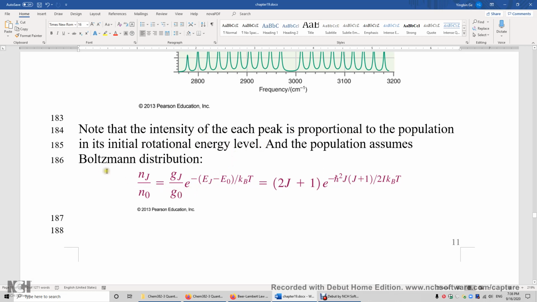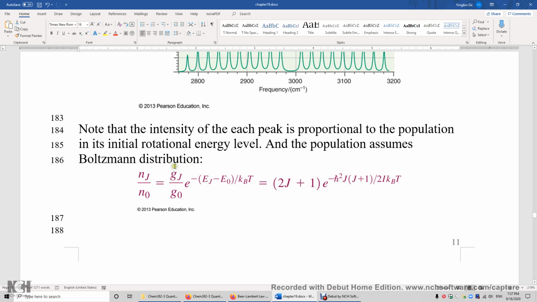Now, the intensity of each peak is proportional to the population in its initial rotational energy level. So we'll have to look at the Boltzmann distribution here. The ratio between the populations in the jth level versus the 0 level is G_j over G_0 times this exponential function. This is the so-called Boltzmann distribution, e to the power of negative energy difference over k_B T. So now, what about this G_j, G_0? Those are the degeneracies. The degeneracy of the 0th level is just 1. The degeneracy of the jth level is 2J plus 1.